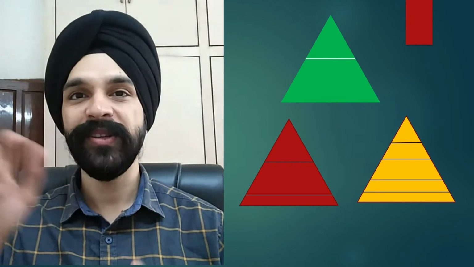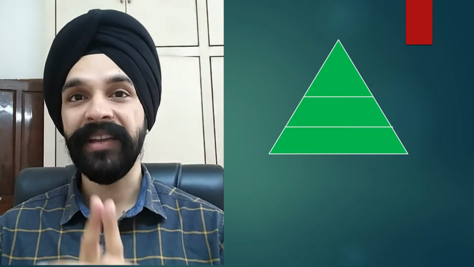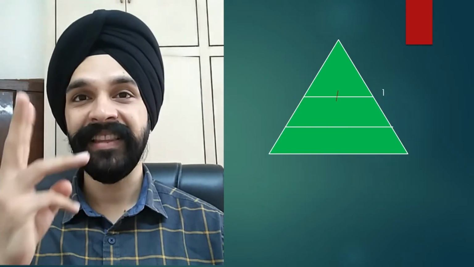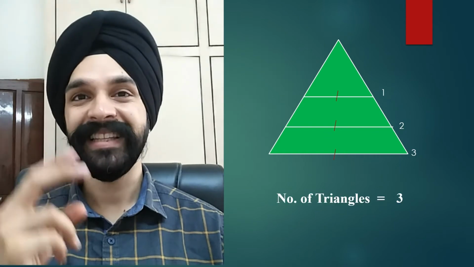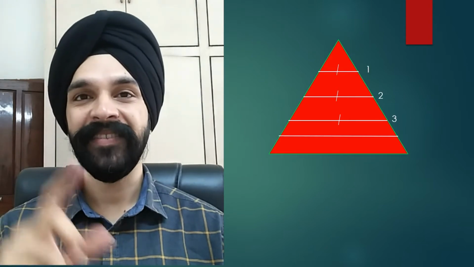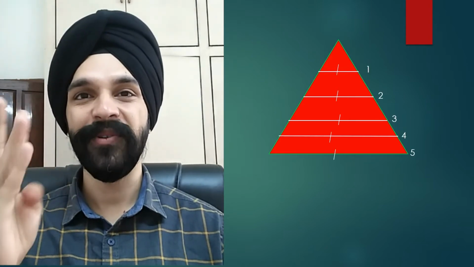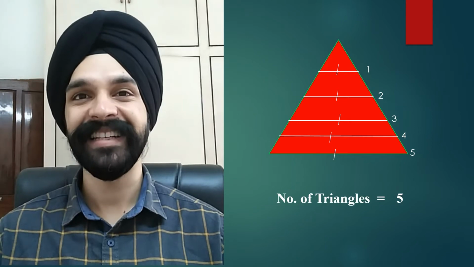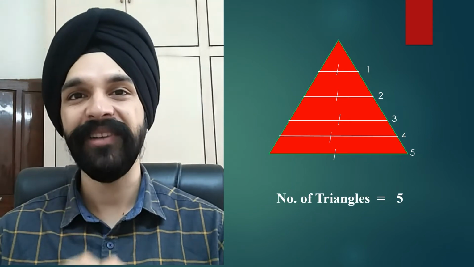Okay, let's move to our type 2 figures. How to calculate the number of triangles in these figures where the lines are horizontal? It's really easy. Just count the number of horizontal lines. So in figure 1, we can see there are 3 lines. So that means the number of triangles is 3. In figure 2, how many horizontal lines are there? 1, 2, 3, 4 and 5. That's our answer. The number of triangles is 5.